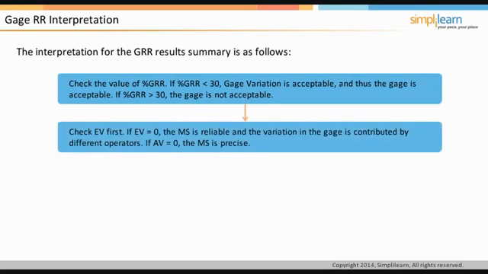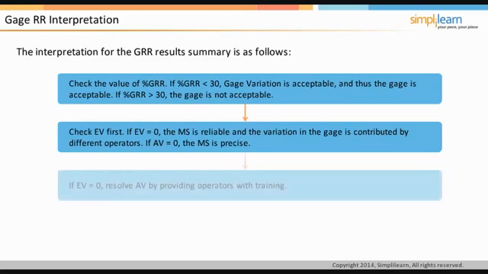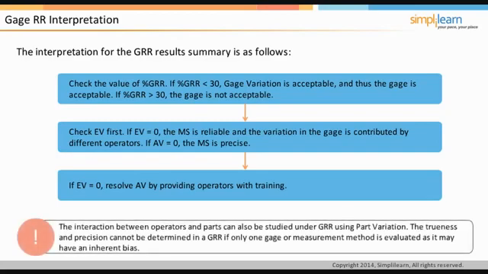Second, if EV equals 0, it means the MS is reliable, the equipment is perfect, and the variation in the gauge is contributed by different operators. If the AV is equal to 0, the MS is precise. Third, if EV is equal to 0 and there is AV, the operators have to be trained to ensure all operators follow identical steps during measurement and the AV is minimal. The interaction between operators and parts can also be studied under GRR using part variation.